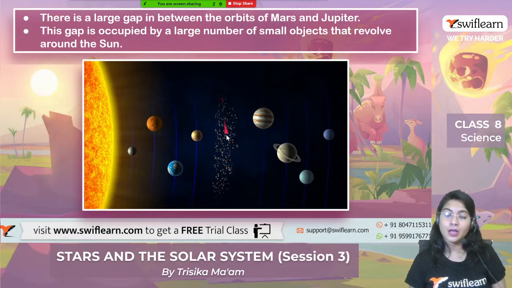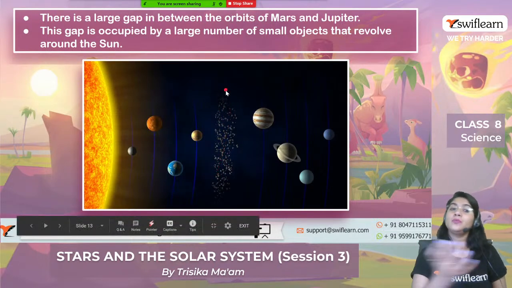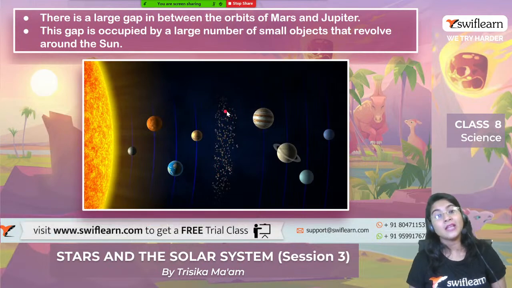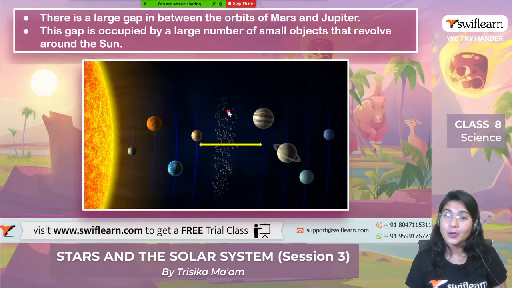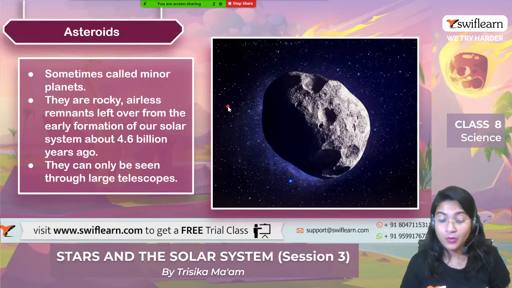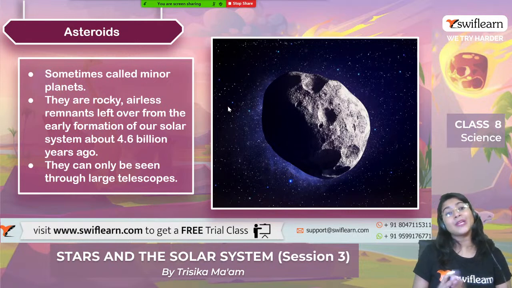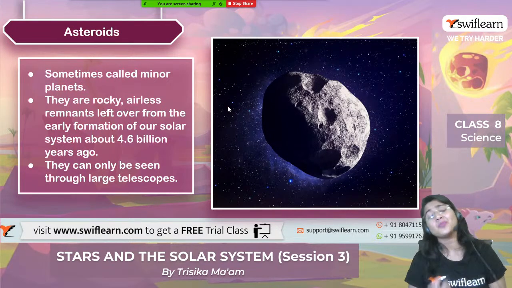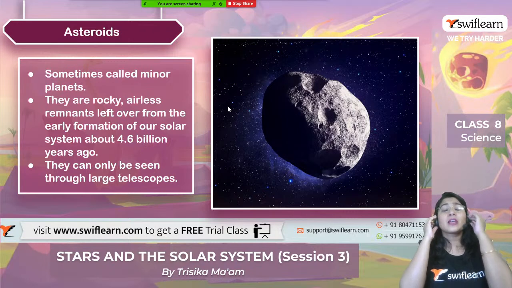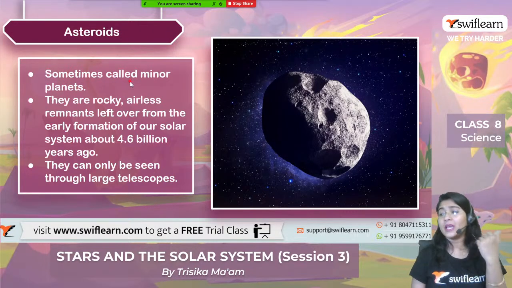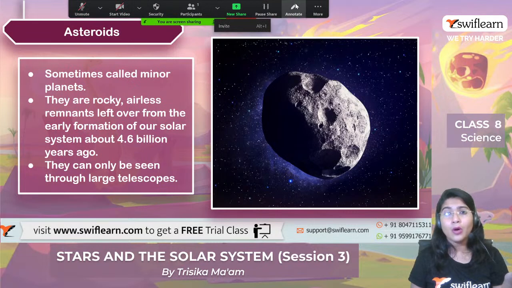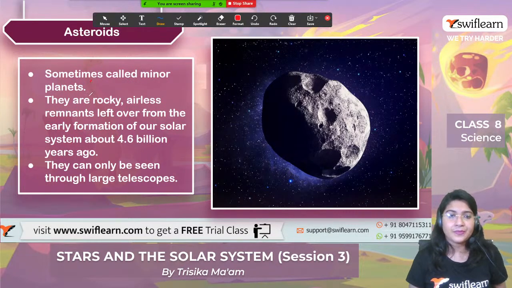This is a gap in between Mars and Jupiter. We can find another belt which is also continuously revolving around the sun, that is the asteroids. So what are asteroids? We will study it now. Mainly the asteroids seem to be like the planets, but they are very small compared to the planets. Sometimes they can be called the minor planets, or planetoids, or minor planets.